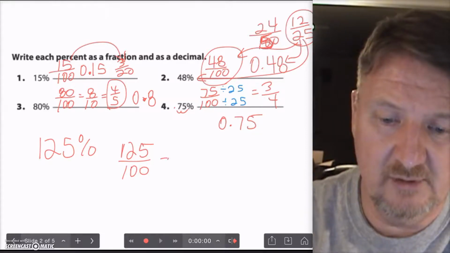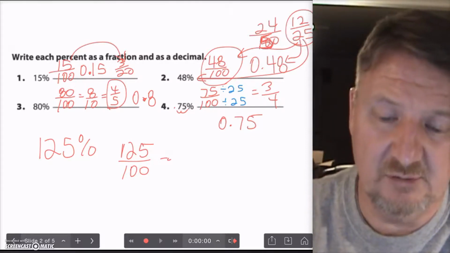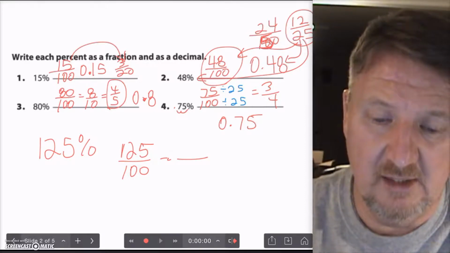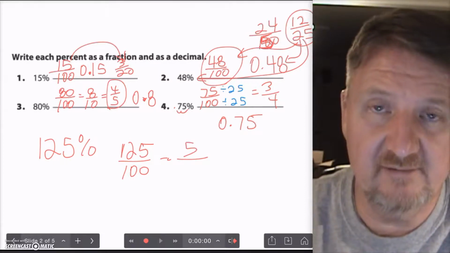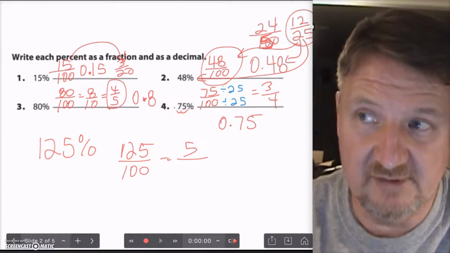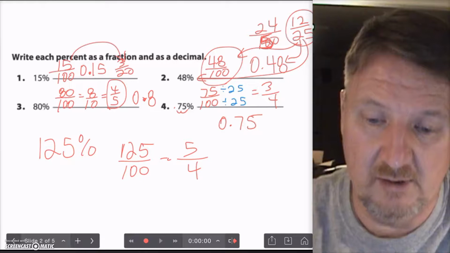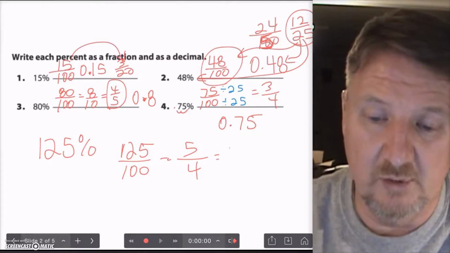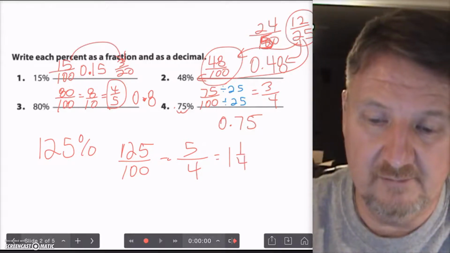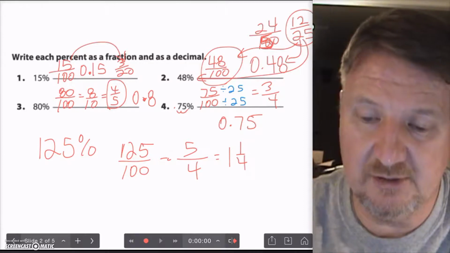Okay, the decimal equivalent, well, I can actually divide this by 25. Let's do that first. 125 divided by 25 is 5, and then 100 divided by 25 is 4. So my answer is basically 1 1/4. Okay, so that'd be my fraction equivalent.